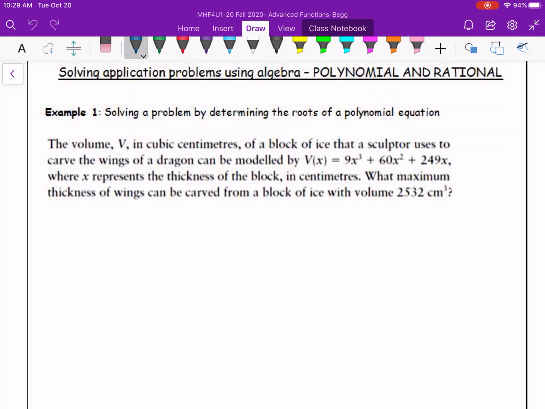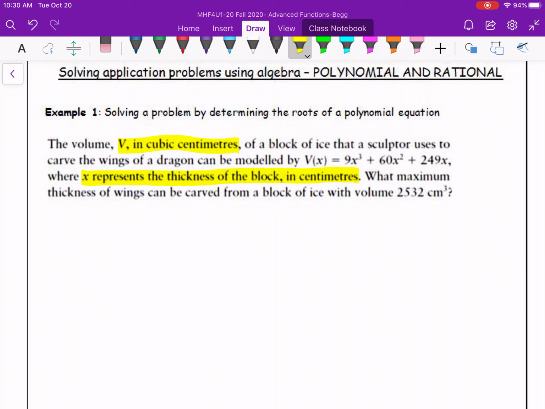The volume in cubic centimeters of a block of ice the sculptor uses to carve the wings of a dragon can be modeled by the function V(x) = 9x^3 + 60x^2 + 249x, where x represents the thickness of the block in centimeters. There's our other variable. So we've got volume versus thickness. What maximum thickness of wings can be carved from a block of ice with volume 2,532 cubic centimeters?